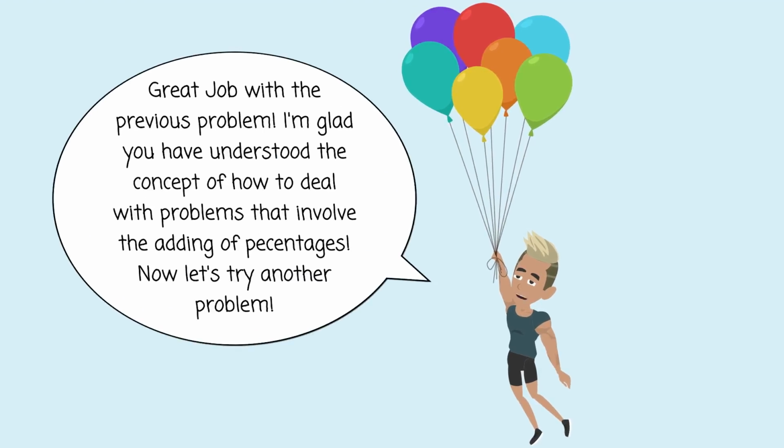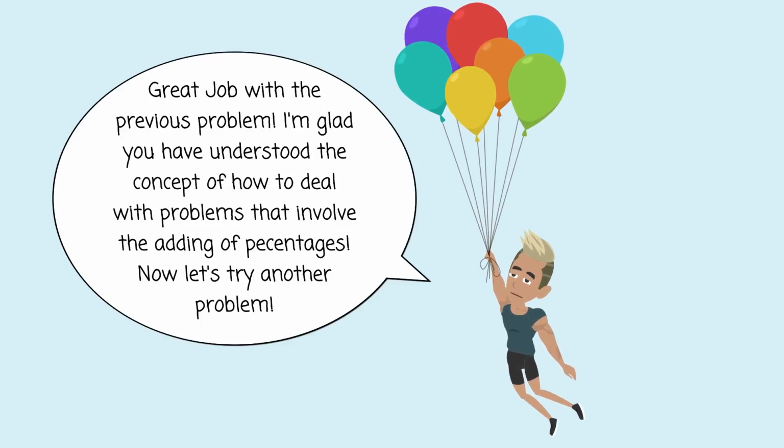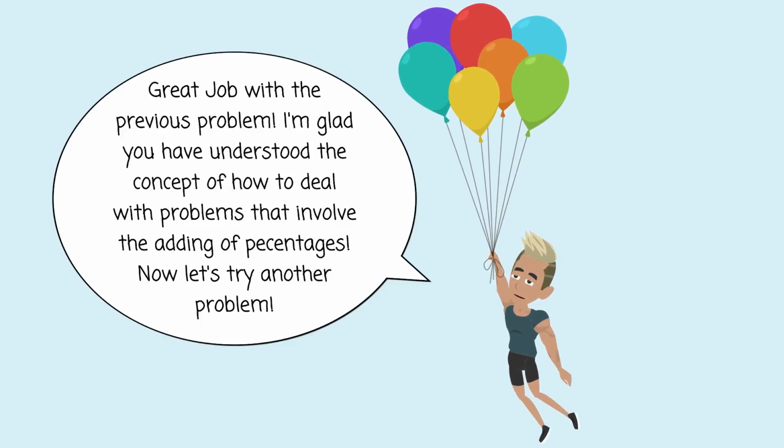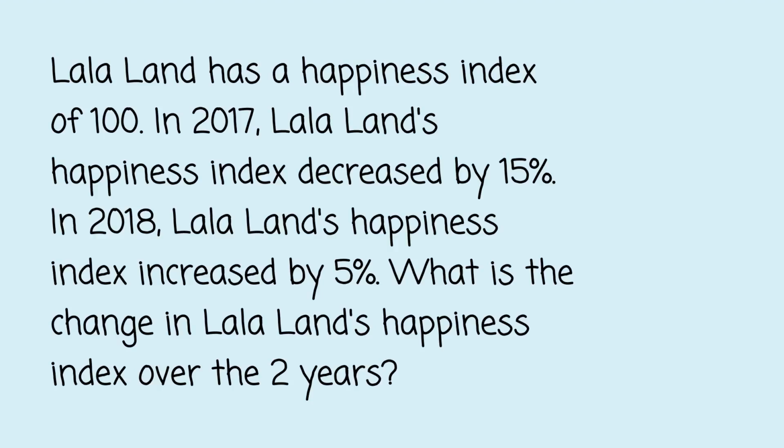Great job with the previous problem. I'm glad you have understood the concept of how to deal with problems that involve the adding of percentages. Now let's try another problem. La La Land has a happiness index of 100. In 2017, La La Land's happiness index decreased by 15%. In 2018, La La Land's happiness index increased by 5%. What is the change in La La Land's happiness index over the 2 years? Here are some questions to guide you along this problem.